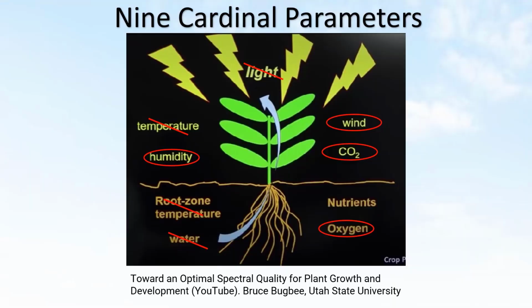So if we return to the 9 cardinal parameters that we looked at when we first started looking at some of the environmental factors that affect plant growth and development. Again, this was developed by Bruce Bugbee from Utah State University. If we look at them, we see that we've addressed in our series of lectures here a number of them. We've looked at light, we've looked at temperature, and we've looked at water. And in this lecture, we're going to be looking at 4 more factors. Oxygen, particularly oxygen in the root zone or rhizosphere, carbon dioxide, and then wind and humidity.